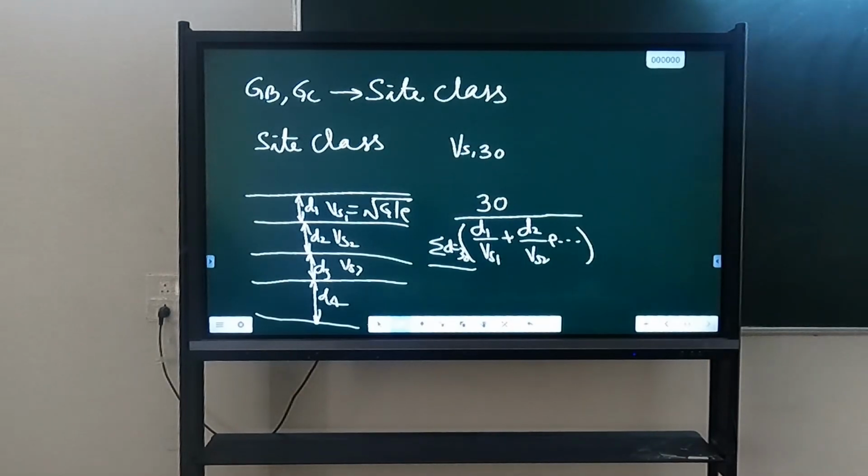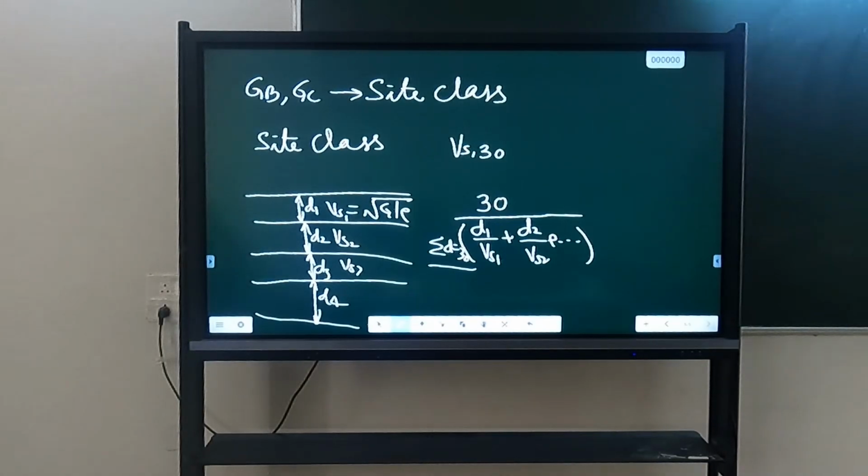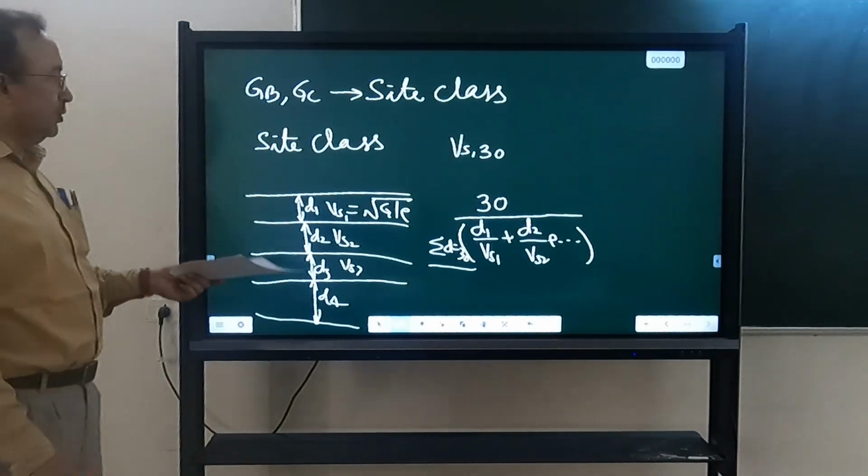Another one is what we call MASW, multi channel analysis of surface waves. Both these equipment are there in our geotechnical lab. So you may go, and at least geotechnical people should know. Maybe you can use that also. So that is the way it is obtained.